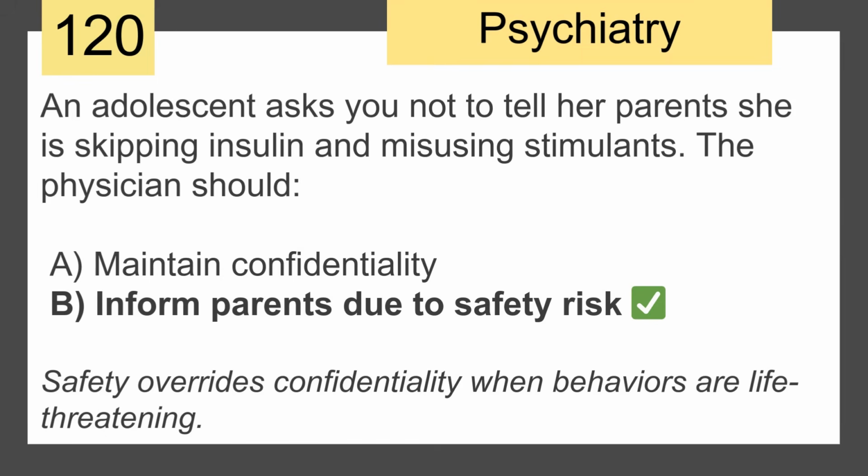Question 120. An adolescent asks you not to tell her parents she's skipping insulin and misusing stimulants. Let's say she's 16 years old. The physician, therefore, in this case, should inform the parents due to safety risk, because safety overrides confidentiality when behaviors are life-threatening. In some situations, such as with birth control and relationships, even at the age of 16, we don't tell the parents, and this is because the risk of telling parents, i.e. that the patient won't open up in the future, outweighs the benefit.